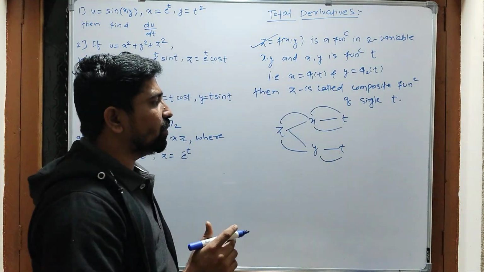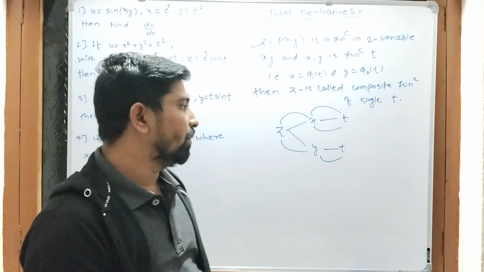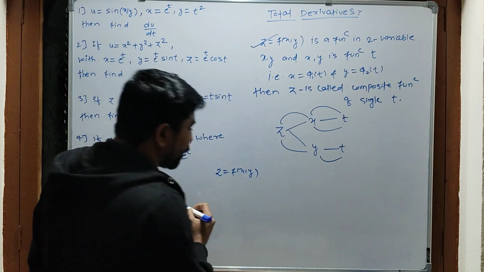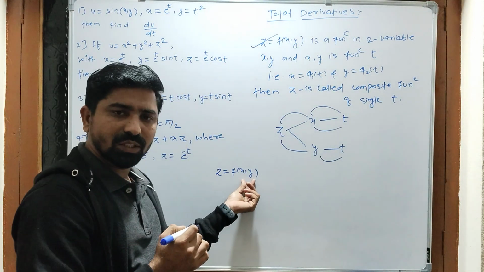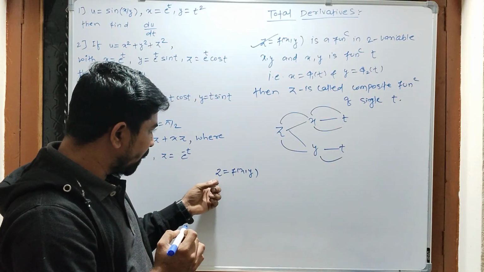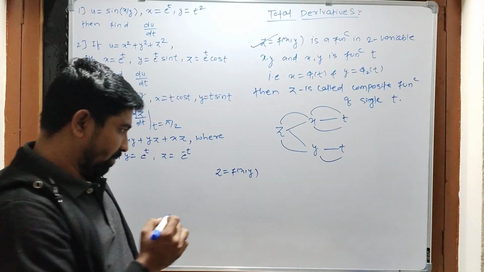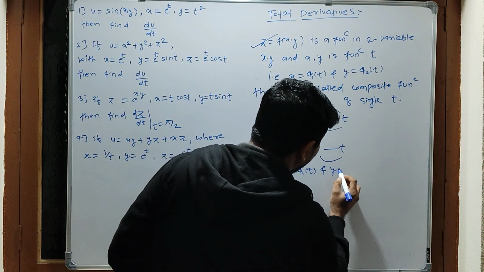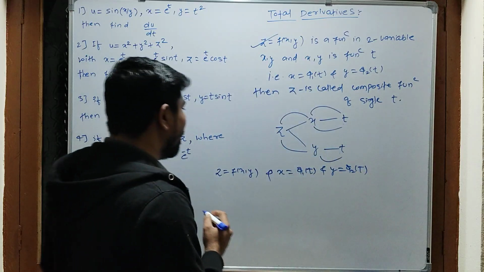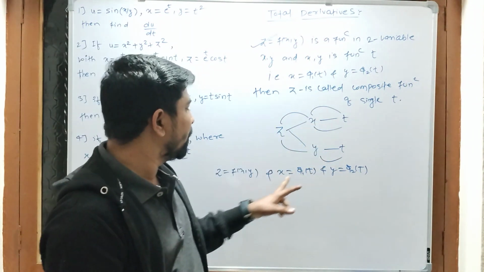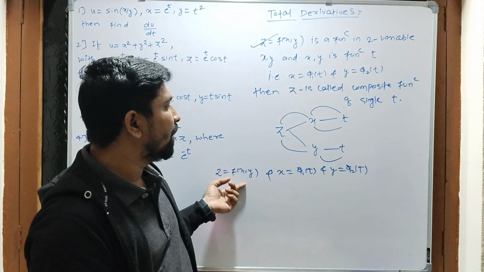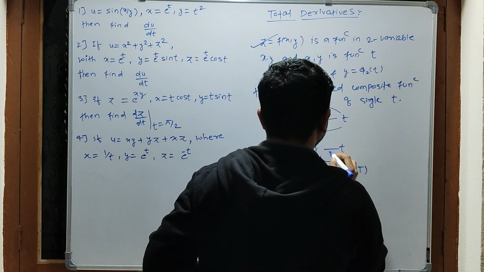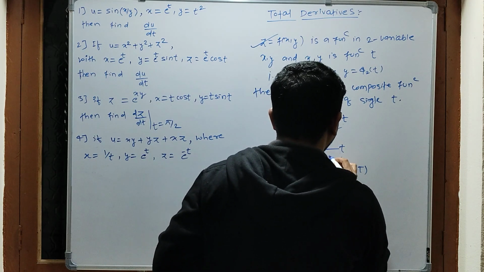So just now I said, when your function depends on more than one variable, at that time, let's say z equal to f of x, y. So here z is my output and x, y is my input. This output z depends on these two independent variables, and here I am defining, let's say, x equal to phi1 of t and y equal to phi2 of t.